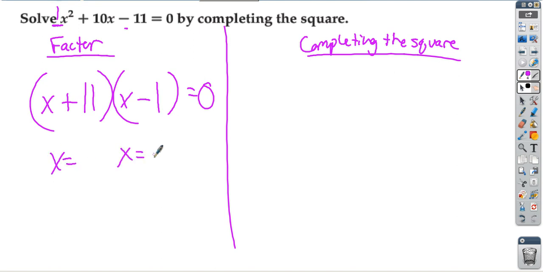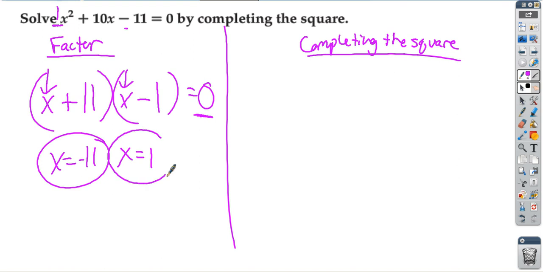How do you solve this? How do you make it equal 0? Well, what number would you plug in here to make that parenthesis 0? It would have to be negative 11. What number plugged in here would make that 0? It would have to be positive 1. So there are those two solutions. Now let's do it by completing the square. Let's pretend that this did not factor and see what would happen then.